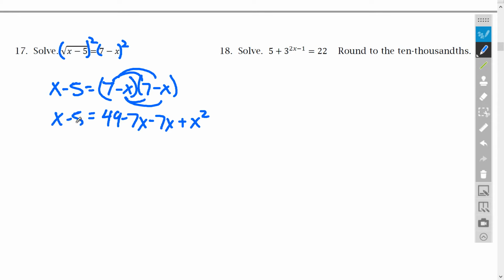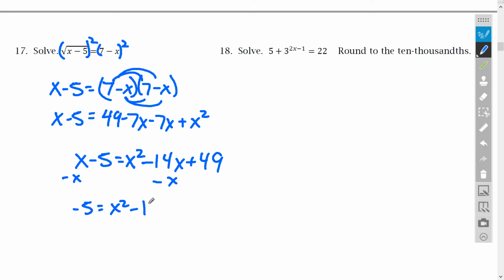And this is x minus 5. Okay, so let's clean up the right side. Put it in standard form, combine the like terms. So that's x squared minus 14x plus 49. Okay, so this is a quadratic. So I need to set it equal to 0, and then I solve it by factoring if I can. If not, I'll use the quadratic formula. So I'll subtract x, so negative 5 equals x squared minus 15x plus 49, and then I'll add 5.